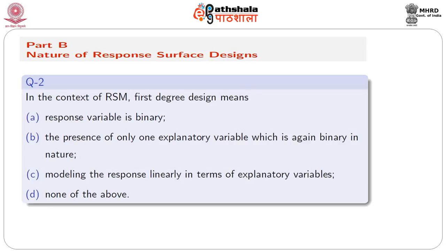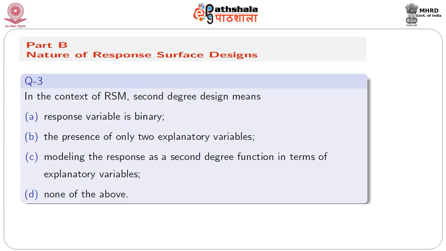In the context of RSM, second degree design means the response variable is binary, or the presence of only two explanatory variables, or modeling the response as a second degree function in terms of explanatory variables, or none of the above. As you can see, for second degree the most plausible answer is item C, which says you are trying to model the response as a second degree function in terms of all the explanatory variables. There is no question of the response variable being binary, nor the presence of only two explanatory variables. Those are not tenable. The most plausible answer is item C.